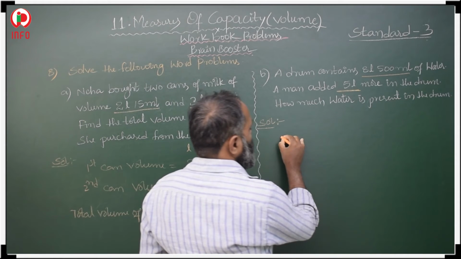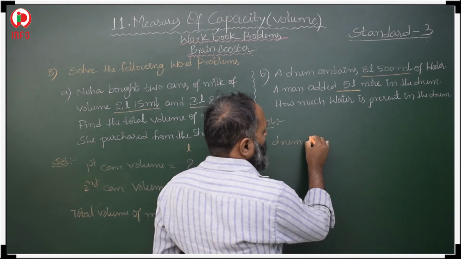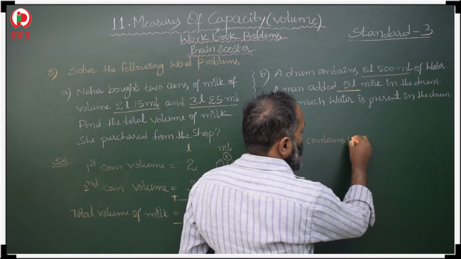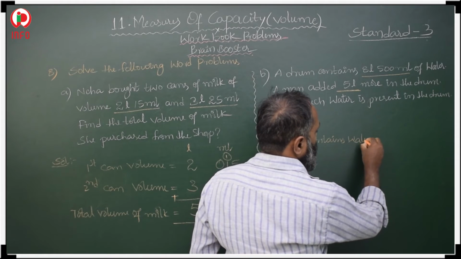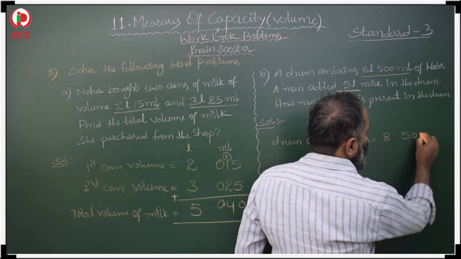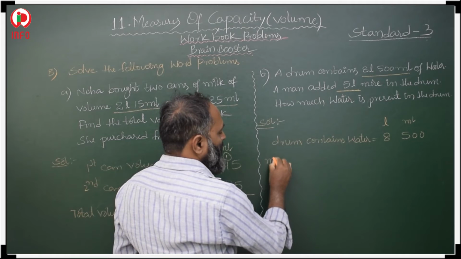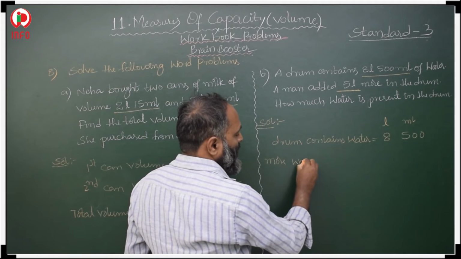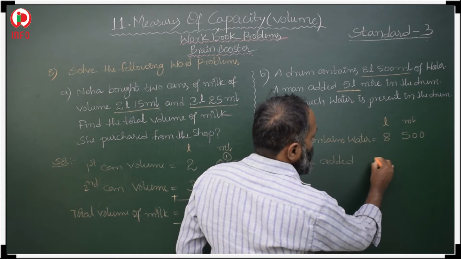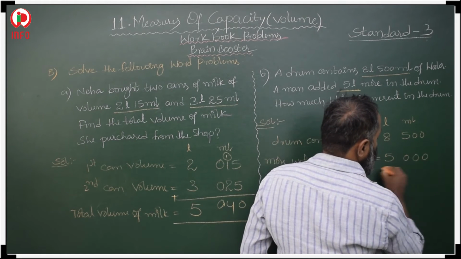So, the drum contains water. How much water it contains? 8 liters 500 milliliters. This is liters, this is milliliters. More water added. How much more water is added? 5 liters. 5 liters 000 milliliters.